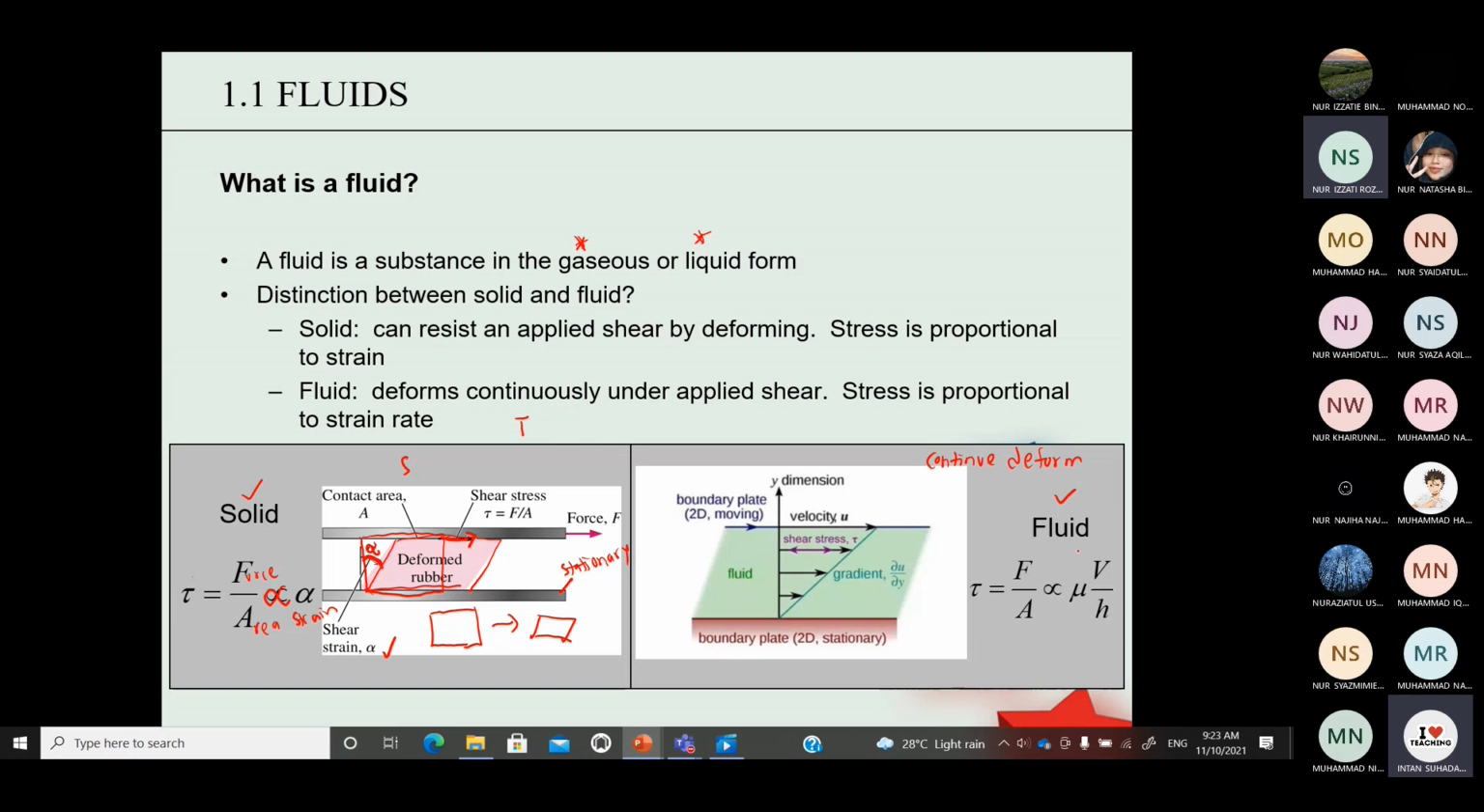V is velocity. H is height. So when you have your fluid, liquid or gas, it has a velocity, right? Means kelajuan or pergerakan of that fluid.